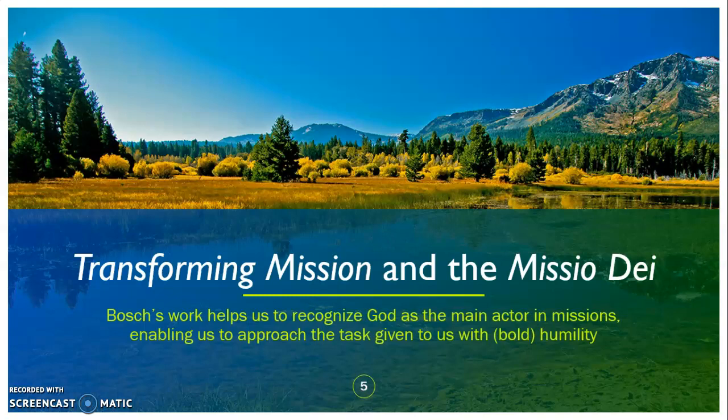At the same time, bold humility is one of the famous phrases of Bosch. His idea was that, yes, we need to have a posture of humility, but at the same time, because God has entrusted to us the gospel of salvation, we can also proclaim it with boldness, even in the face of adversity or indifference.